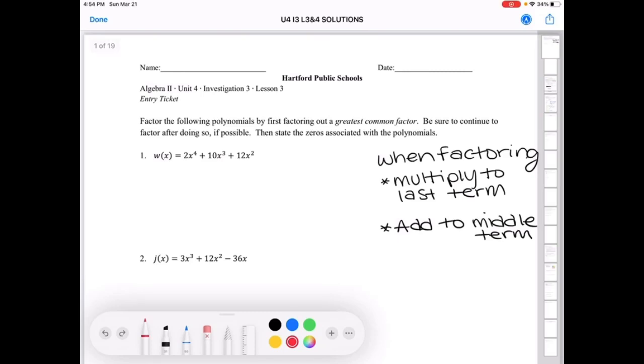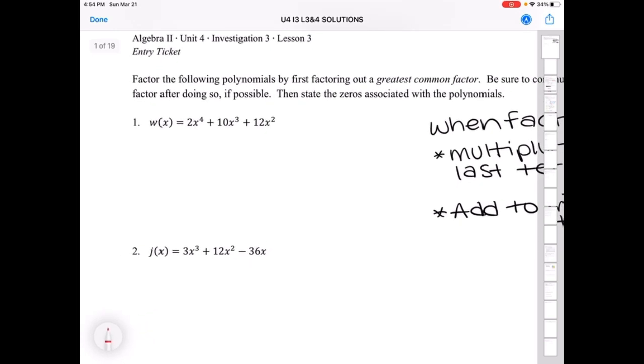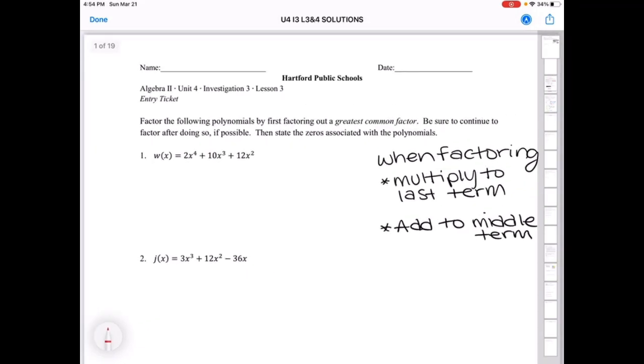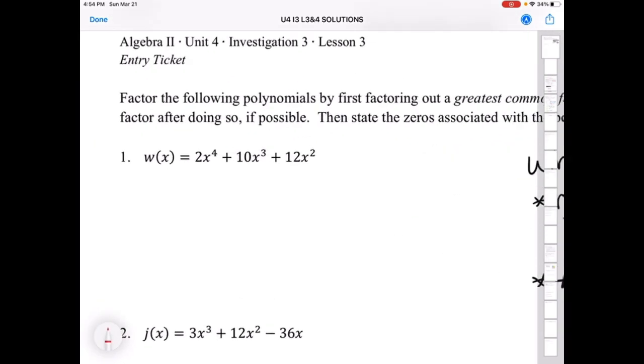This is Unit 4, Investigation 3, Lessons 3 and 4. We're going to start off with the entry ticket together, just as a little refresher on factoring. We always want to multiply to the last term and add to the middle term.